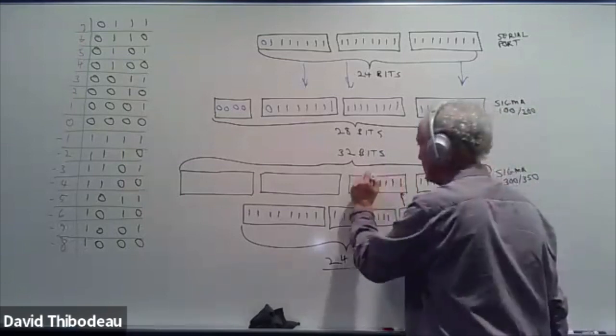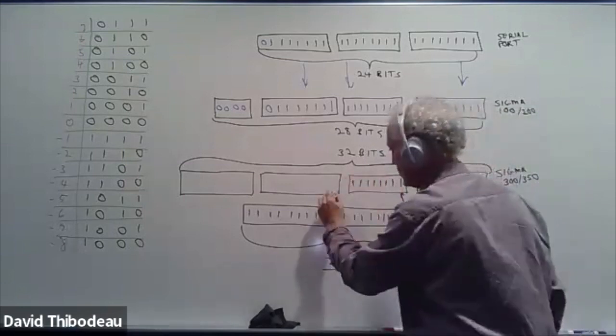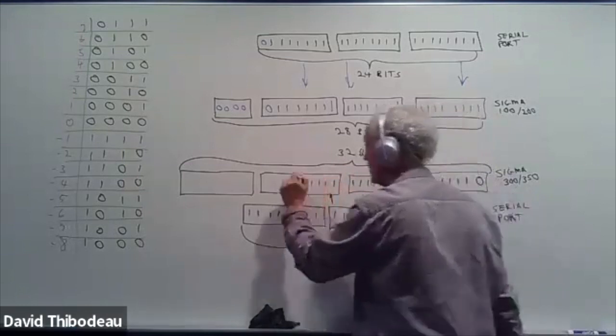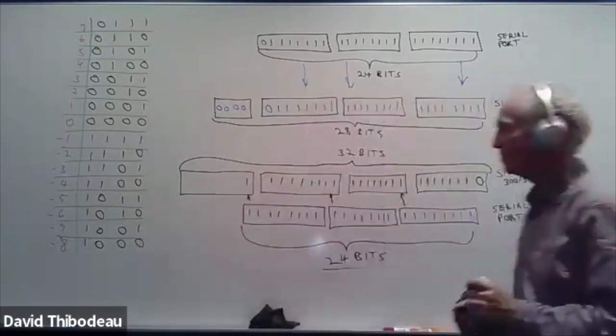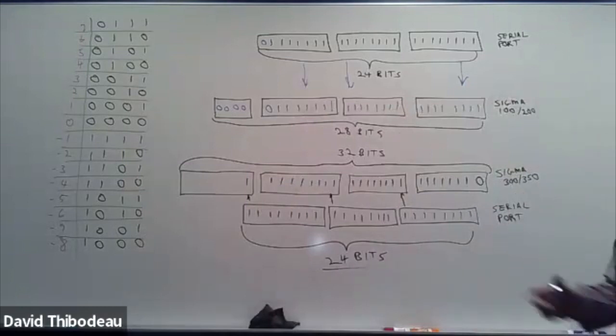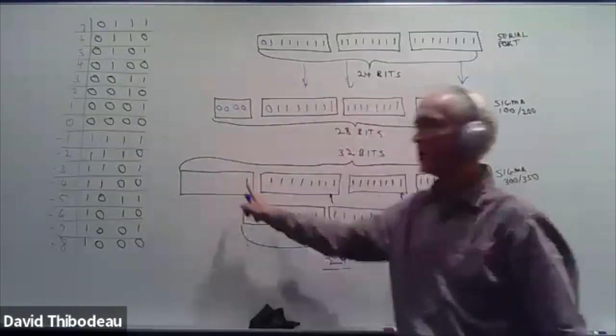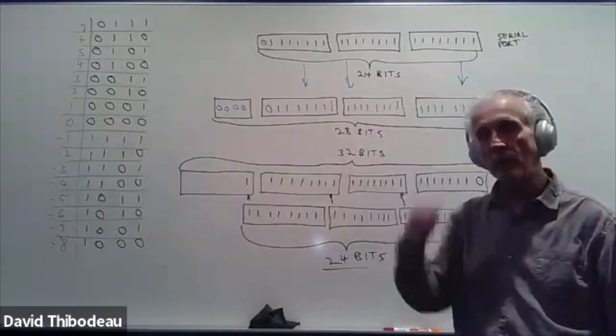2, 3, 4, 5, 6, 7, 8. This one comes up here, 1, 2, 3, 4, 5, 6, 7, 8. And then that one comes up here as a 1. And then we have 7 more bits here to represent a whole number.